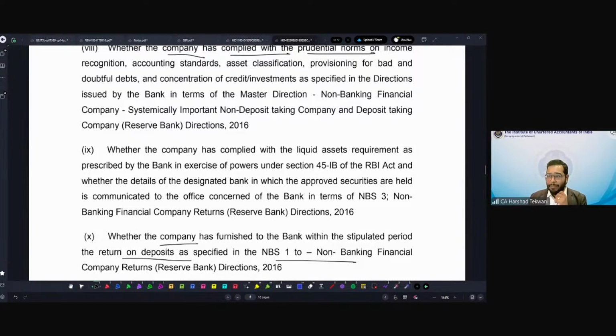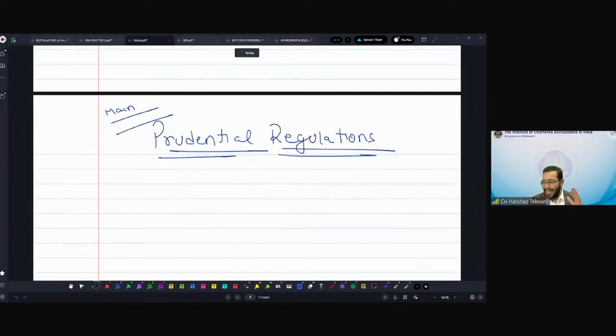What is NBFC BL? NBFC BL is NBFC base layer that we are talking about. The base layer, middle layer, upper layer, top layer. Remember? So that's why it's important to understand these terminologies. No issues, perfectly fine. Any other doubt, guys? Any doubt?